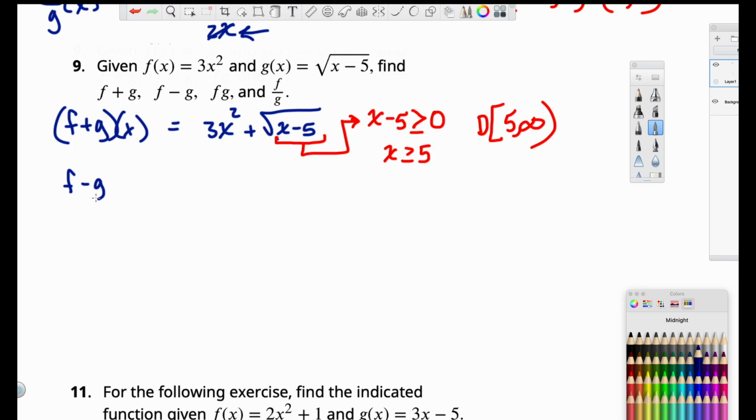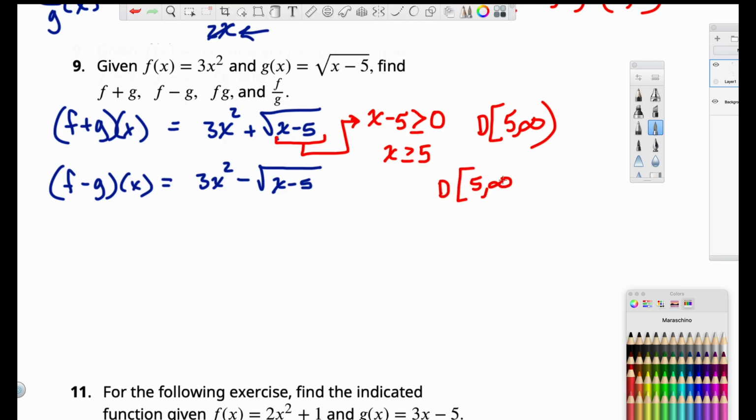Look, f minus g is going to be the same. Okay, the only thing that changes is a sign here. It's just minus. But the radical is the same, and we still have the same restriction, right? We've set this greater than or equal to 0, just like this. We're going to have the same restriction here for this function. Okay? Multiply.